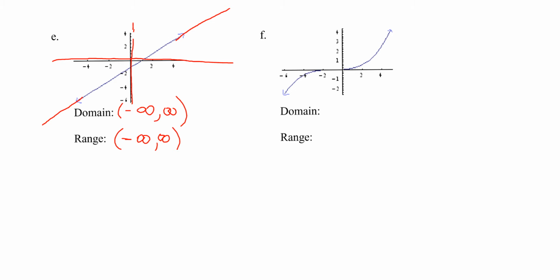For F, it's a wave, but if you look, it's going to keep going out and down and up and out. So the domain and range will be the same as E, just like our line. The domain will be negative infinity to positive infinity, and the range will be negative infinity to infinity.